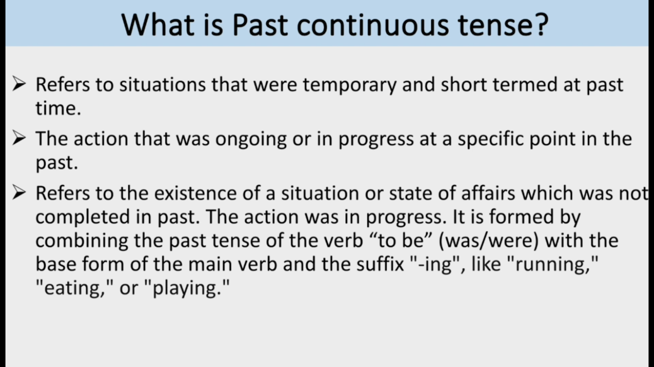It is formed by combining the past tense of the verb to be, that is, was or were, with the base form of the main verb and the suffix ing, like running, eating, or playing. Here the base form of the verb is run, eat, and play, and we add suffix ing with these verbs to make it progressive. And when we use the helping verbs was or were, it makes past continuous tense.